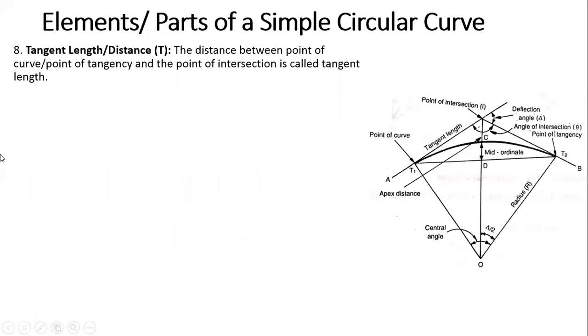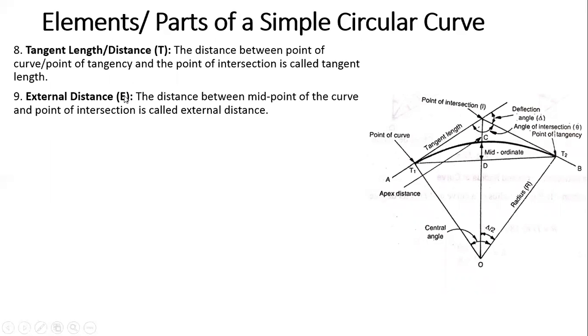Clear? Next is again tangent length. Tangent length we also call a tangent distance. So tangent length is the distance from the point T1 to the point of intersection. This is my tangent length from here to here. Similarly, in a simple circular curve, the length from the point of intersection to the point of tangency T2 is also called your tangent length. For a simple circular curve, both these tangent lengths are equal.